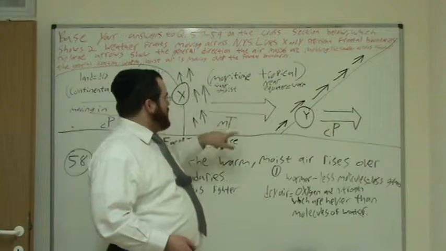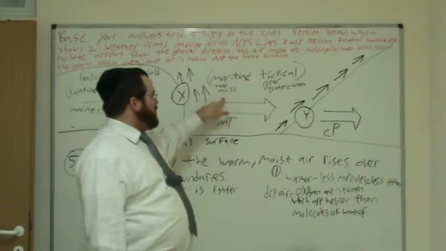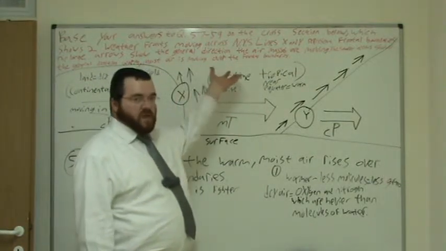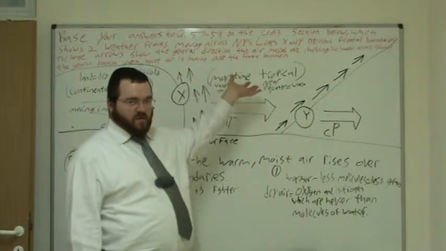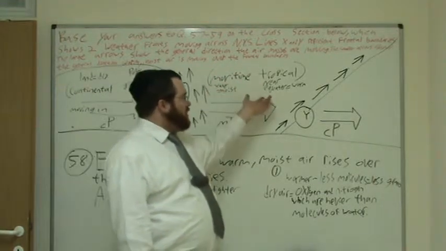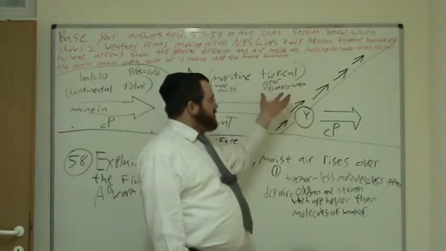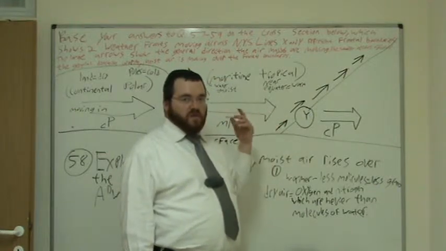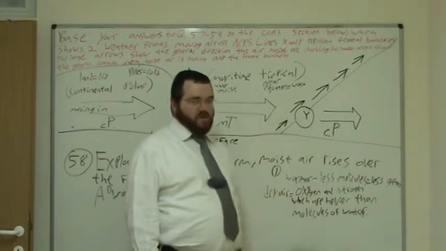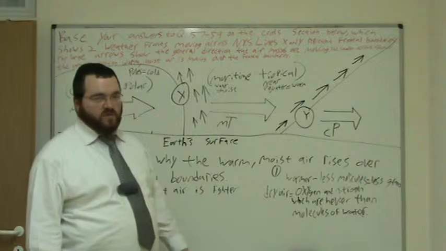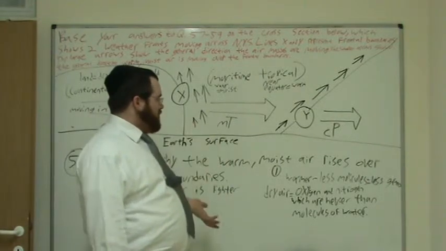So since this is MT, maritime, it's moist, so it's lighter than continental, which goes over land, which is dry, and it's tropical, so it's warmer than the polar ones that come from the poles, the North Pole and the South Pole. So therefore, they rise.